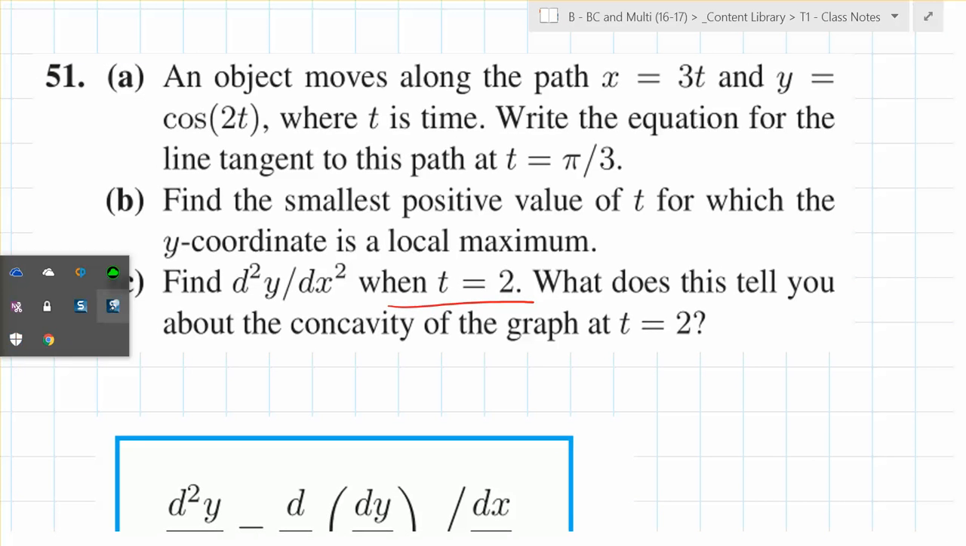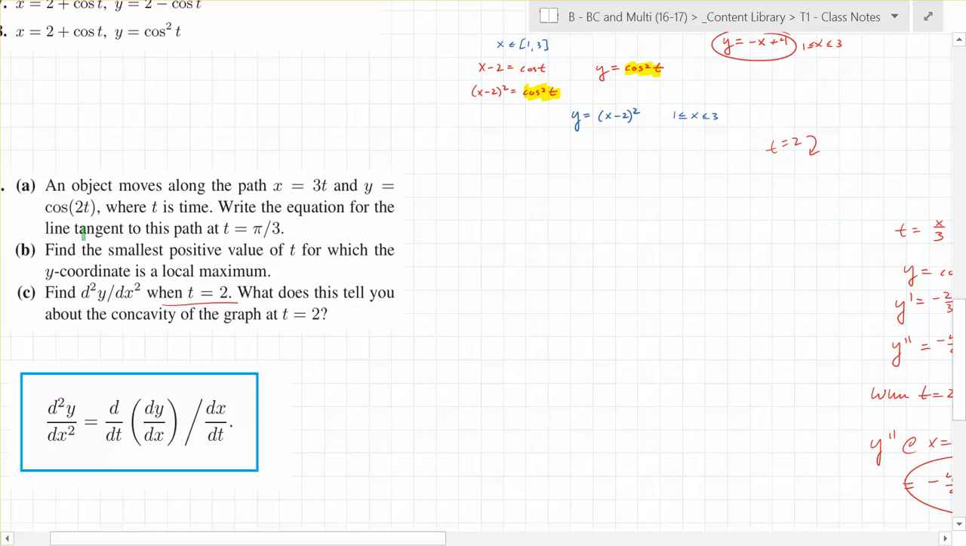No calculators. For an equation of a line, to find the equation of a line, what do you need? Try to have a little more passion. Come on. I know it feels like a Monday. A point and a slope.